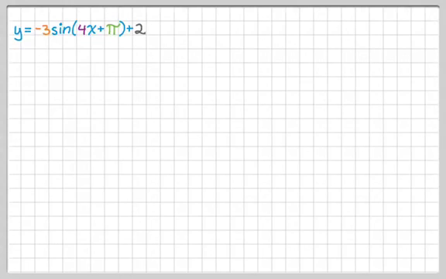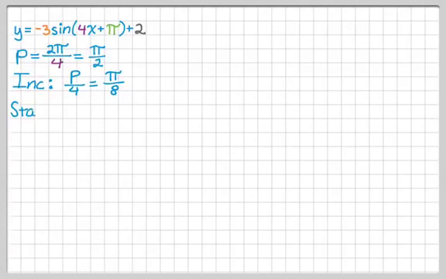So first thing you do is you collect all that information. So the period is 2 pi over b, or in this case 2 pi over 4, which is pi over 2. The increment is the period divided by 4, so that's going to be pi over 2 over 4, which is just pi over 8. Starting point, I take whatever's in parentheses, which is 4x plus pi, set it equal to 0. I'm going to solve and get x equals negative pi over 4.